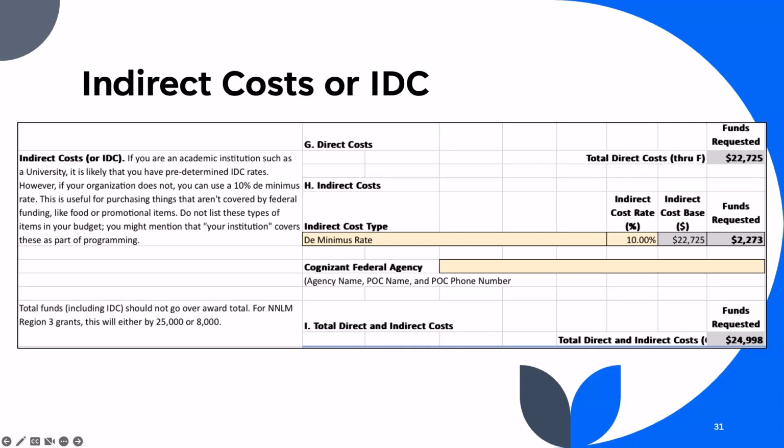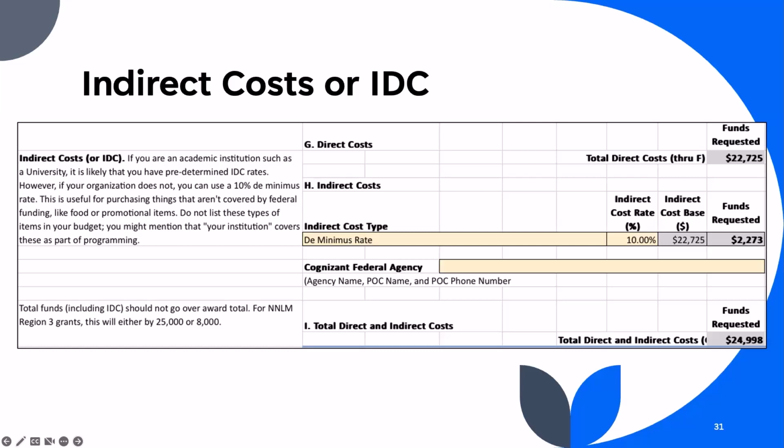So now we're moving into indirect costs, which is a different section. Indirect costs is often referred to as IDC. Sometimes people will call it F&A, Facilities and Administration, or indirect. There's a couple different terms for it. And this was discussed again in the previous webinar, so I won't go too far into it.